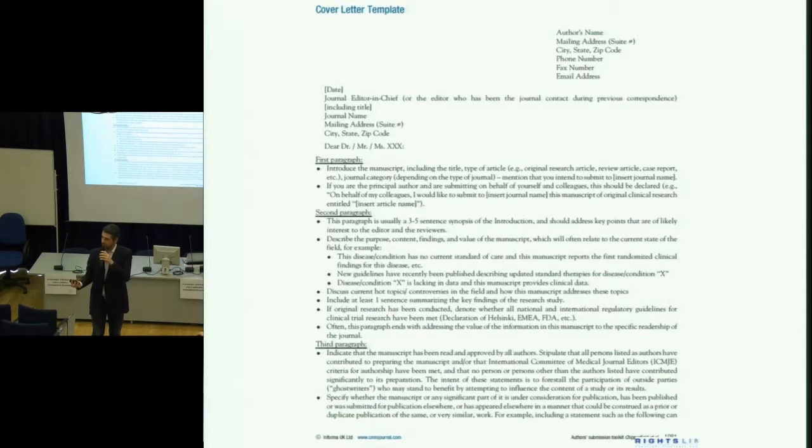in providing recommendations. And why does the editor want to see this type of statement? Because he or she will have an idea about the impact that the paper will have once it's published. So these are key elements that you should provide.